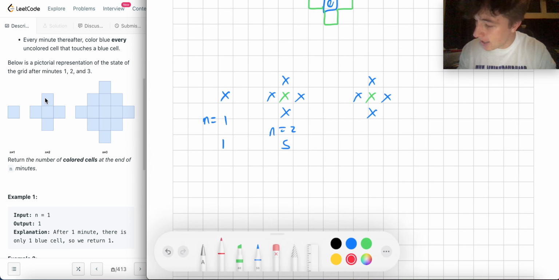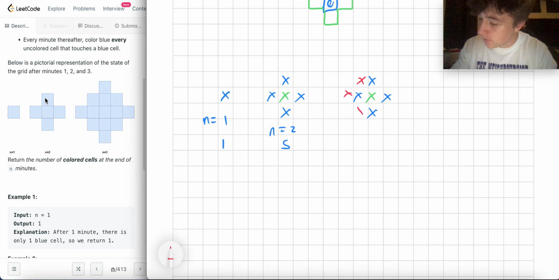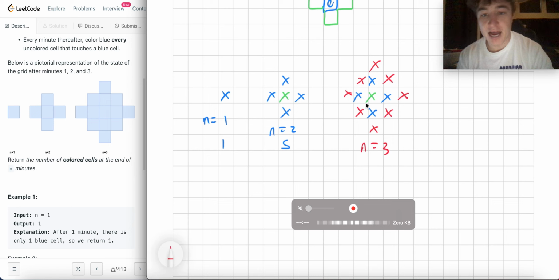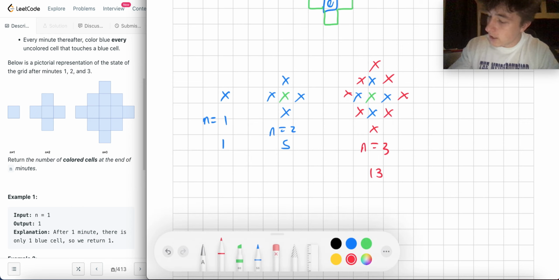And then we're going to add its neighbors, so everybody that can be touched from this point. And this is n equals 3. And how many is that? Well, n equals 2 is 5. So this is 6, 7, 8, 9, 10, 11, 12, 13. So it's 13 here.